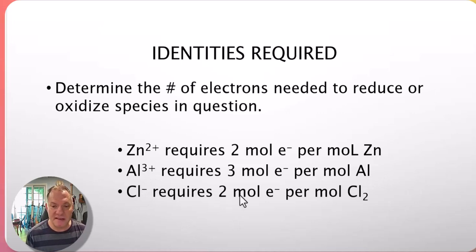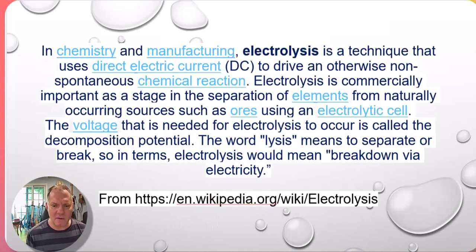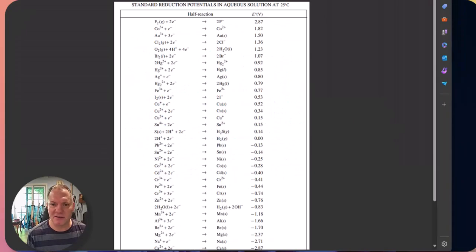For chlorine, it's going to require 2 moles of electrons per mole of Cl2 because each of the chlorides can give away 1 electron. So that's why there's 2 moles there. And we can always look at our reduction potential sheet to determine that as well, because it will show you the numbers of electrons that are required to get the product we're looking for, or vice versa. We can read it backwards for oxidation as well.